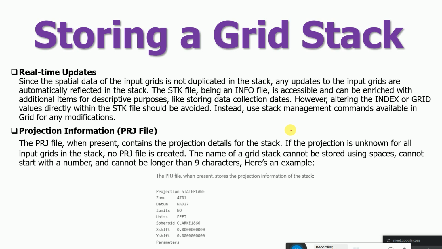So whenever you do the stacking, ensure that the projection is the same for all layers. If the projection is not given for one layer, then remove the projection for all layers. Then finally you take this stack and give it this projected value. The name of the grid stack cannot contain spaces, cannot start with a number, and cannot be longer than 9 characters. This is very important. If you give a grid name longer than 9 characters, it will produce an error.